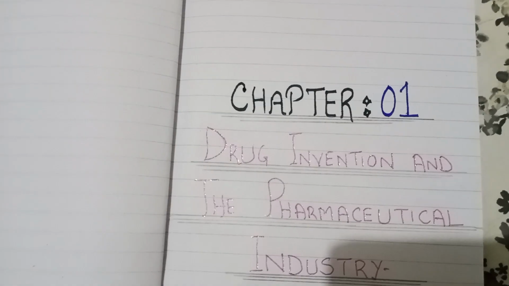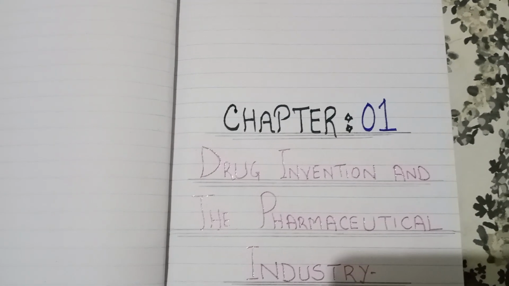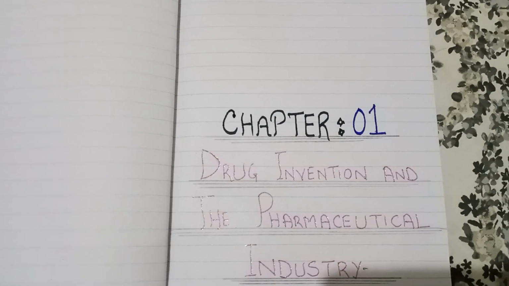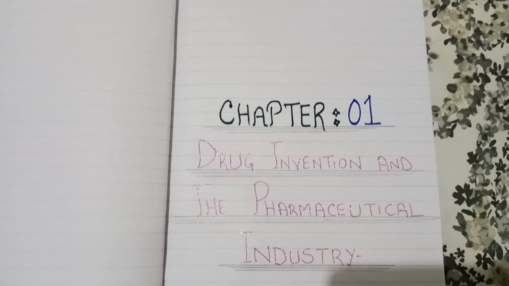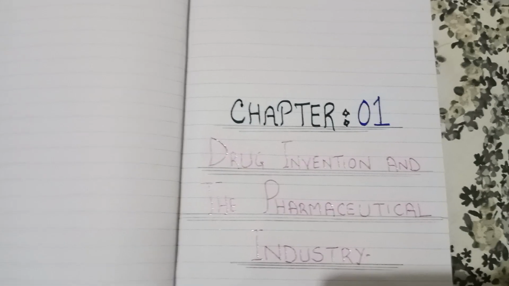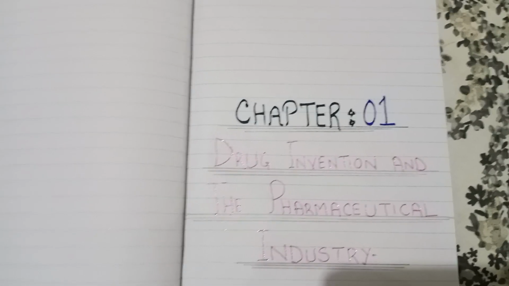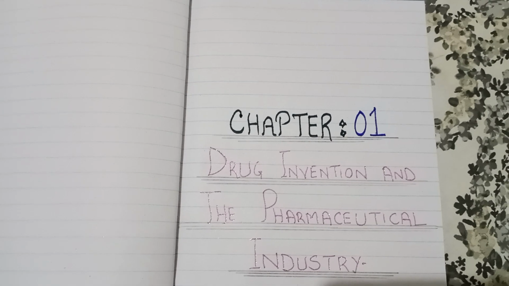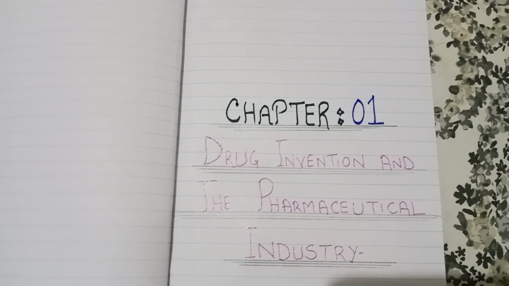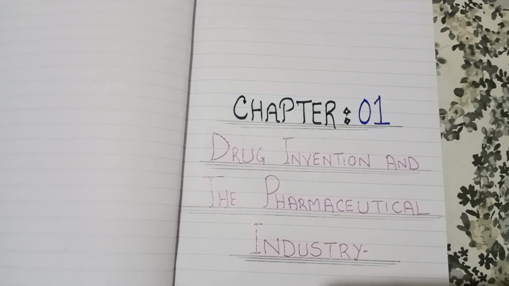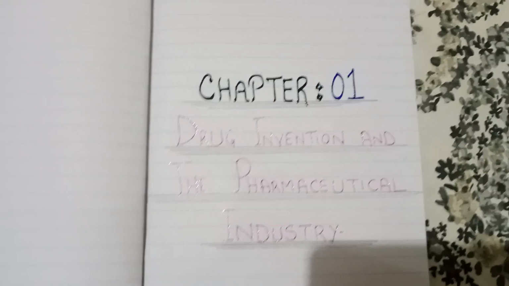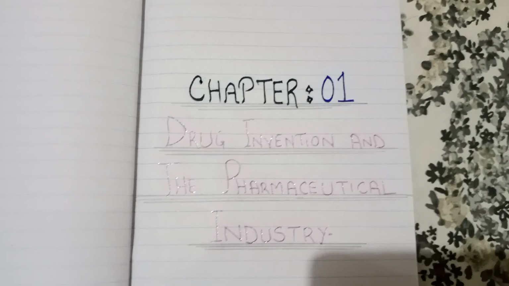Basically, I started with the 12th edition, but now I am covering the 13th edition of Goodman and Gilman's Pharmacology. We are here to convey all the chapters to the viewers with the key points and a detailed understanding of all the topics mentioned in it. So we are starting with Chapter 1, Drug Invention in the Pharmaceutical Industry.